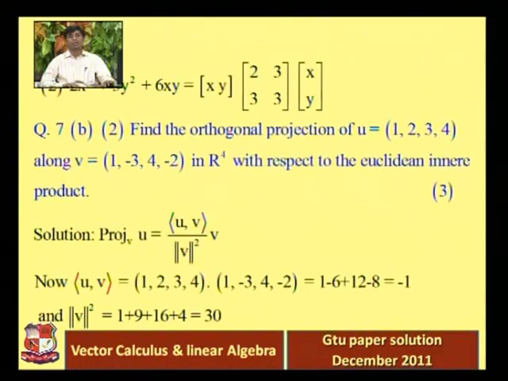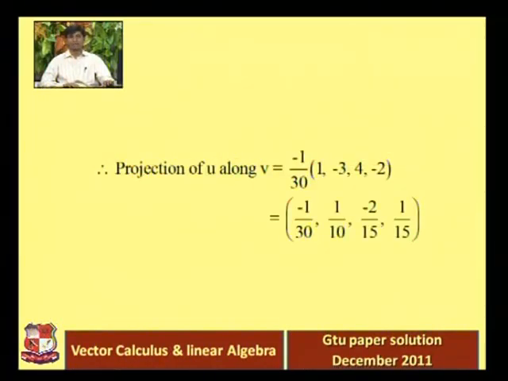is equal to minus 1 upon 30, because the inner product of u and v is minus 1 and norm v square is 30. So minus 1 upon 30 into v, that is (1, minus 3, 4, minus 2). So the answer is (minus 1 by 30, 1 by 10, minus 2 by 15, 1 by 15).